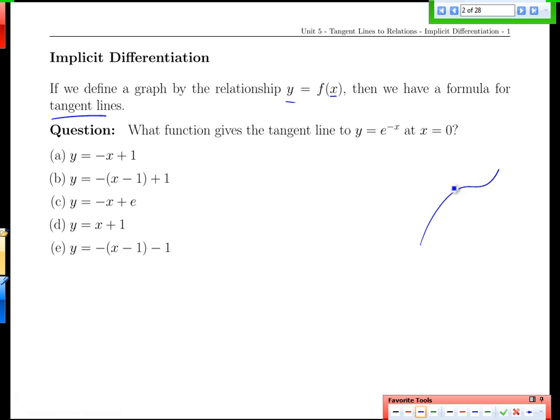So we have some graph, we can generate the tangent line at a point. For example, what function is the tangent line to y equals e to the negative x at x equals 0? As a good pop quiz, try that by yourself for a couple seconds, and then we'll come back to the question.